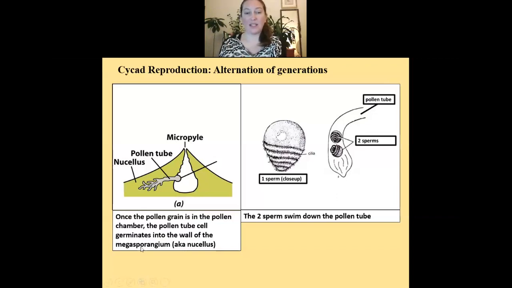Once that pollen grain is inside of the pollen chamber, it's going to grow that pollen tube cell that we talked about before. And that pollen tube cell is going to grow through the wall of the Megasporangium, aka nucellus. It's going to grow through that. Once the pollen tube cell has grown all the way through that Megasporangium wall, then the two sperm can swim down the pollen tube cell.